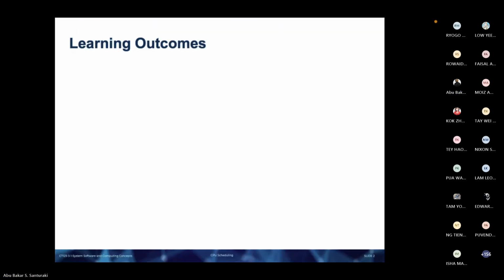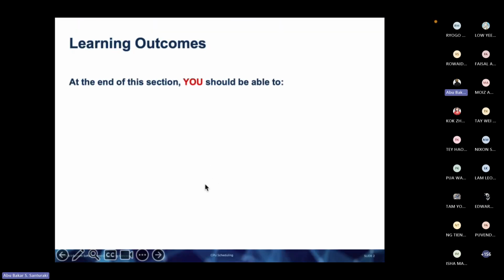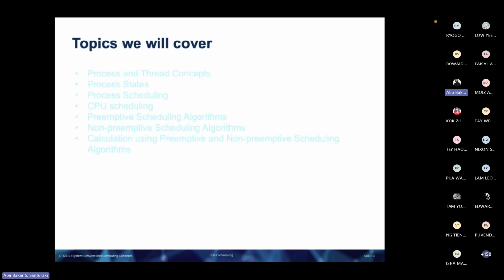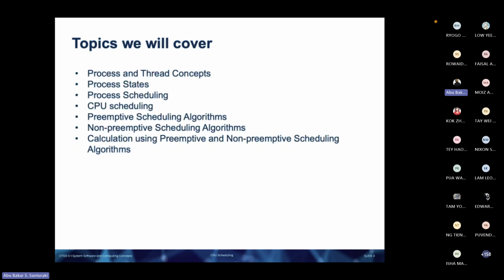Okay. So the learning outcomes for this include, at the end of the lesson, we should be able to define what a process and what a thread is. We should be able to draw and explain something called the process state diagram and the process scheduling diagram. We will also be looking at the aims of why we're doing CPU scheduling as a whole. And we will also try to perform certain calculations relating to the scheduling systems that an operating system would implement. So these are the topics we're going to cover. So let's dive right in.